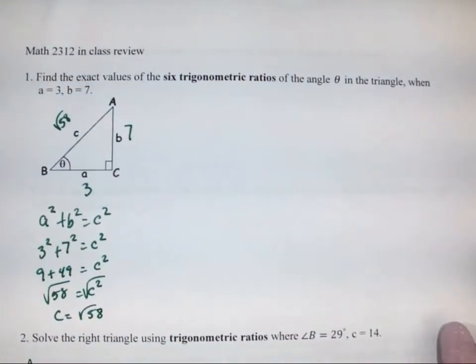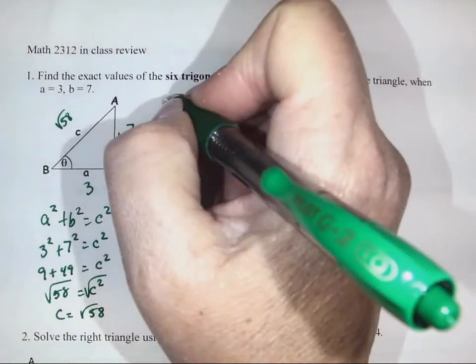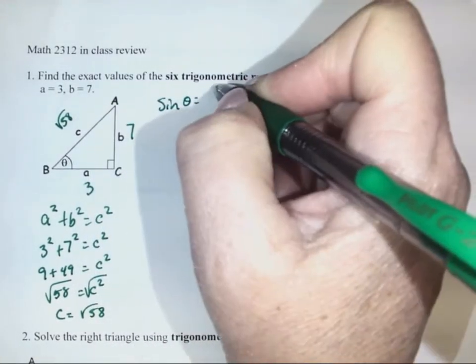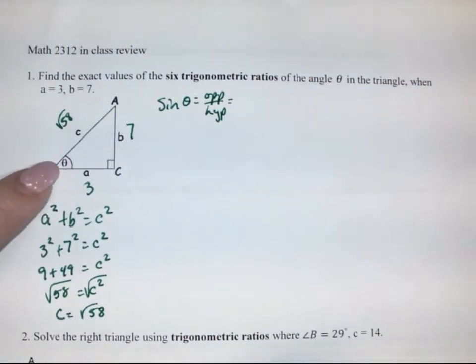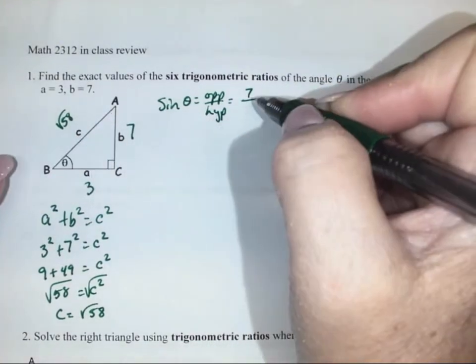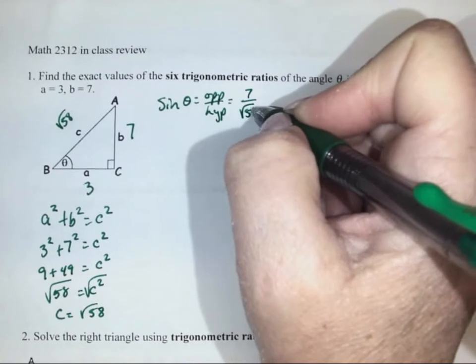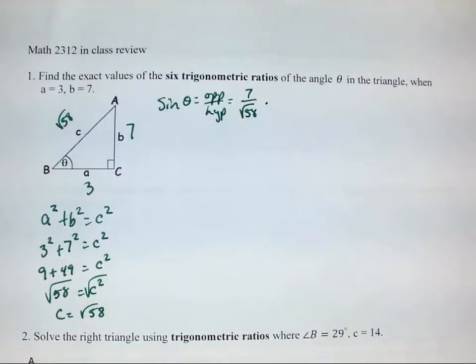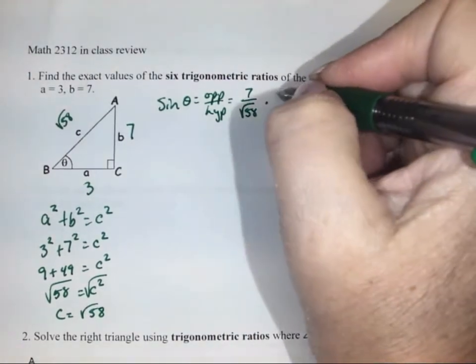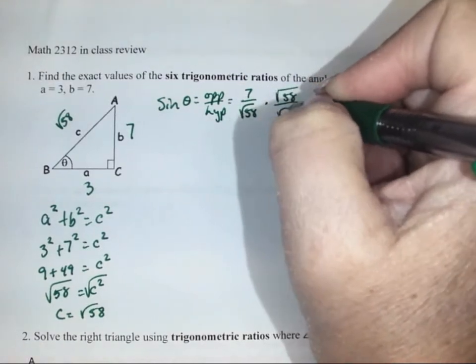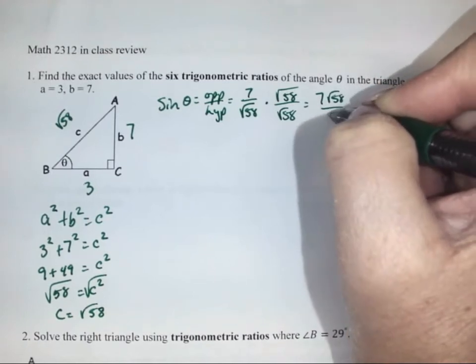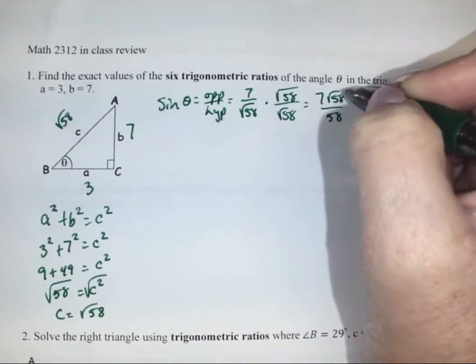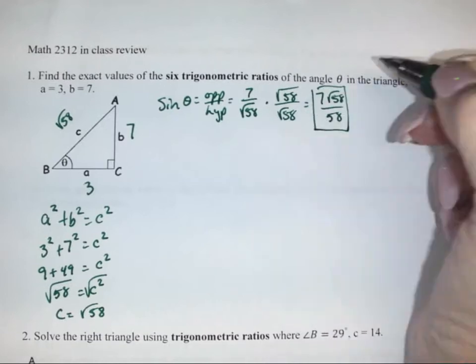All right, so now we're going to use our trig ratios. So the sine of theta is equal to the opposite over the hypotenuse. So here is our theta. Sine is going to be opposite, so 7 over our hypotenuse of the square root of 58. We need to rationalize that, so we're going to multiply by the square root of 58 over the square root of 58 and get 7 times the square root of 58 over 58. All right, so that's our sine value.